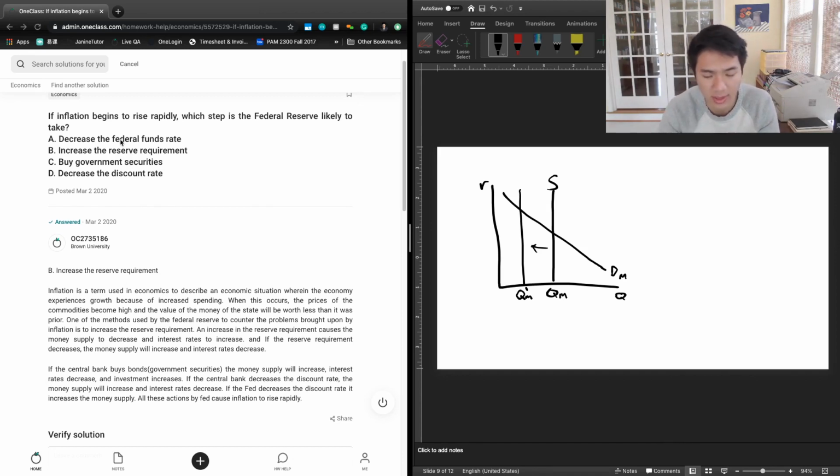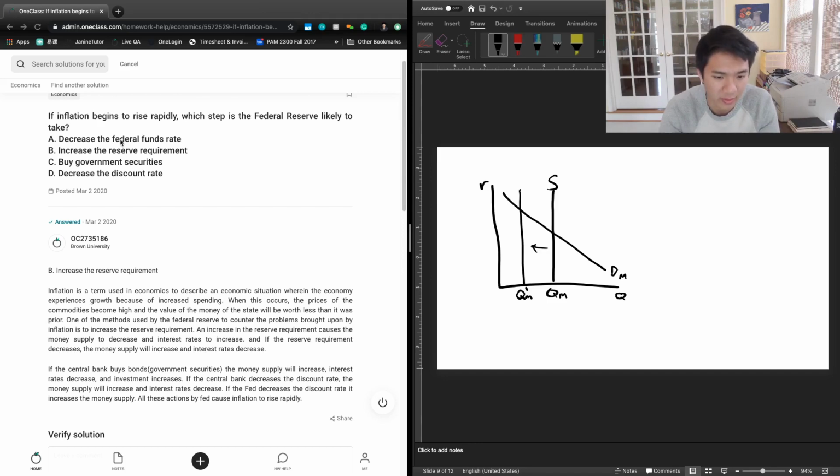So let's take a look at what the previous tutor said. The previous tutor said B as well, an increase in the reserve requirements. And they break down inflation as a term used in economics to describe an economic situation wherein the economy experiences growth because of increased spending. When this occurs, the price of commodities becomes high and the value of money of the state will be worth less than it was prior.